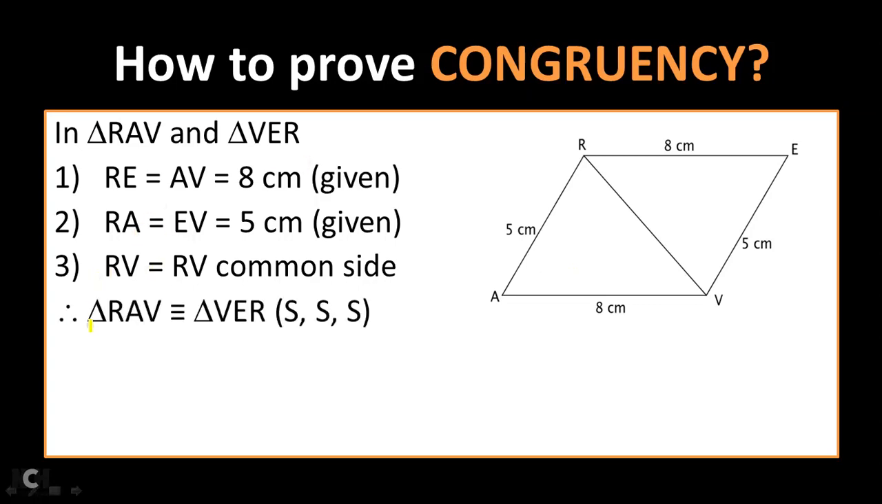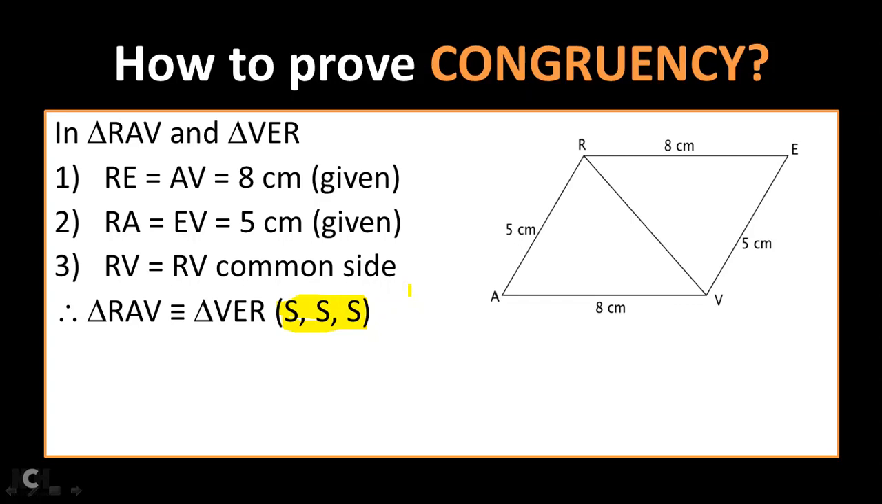So after you write down those 3 statements, this is how you conclude that indeed you have reached the congruency part. So say: therefore triangle RAV is congruent to triangle VER. You also need to write down the case, which is the side. So this is how you prove congruence. In case you come across a question that says prove the congruency of triangle this and that, this is how you want to prove your congruency. You want to check the corresponding sides which are equal, or sometimes angles.